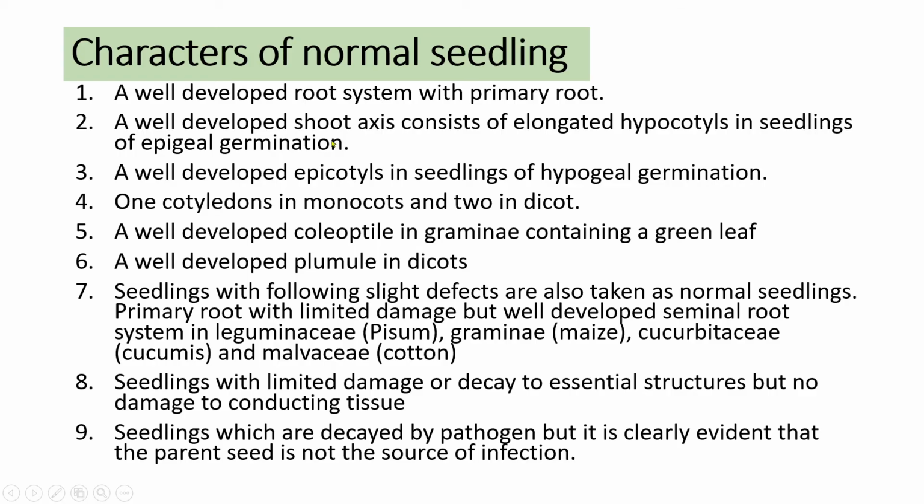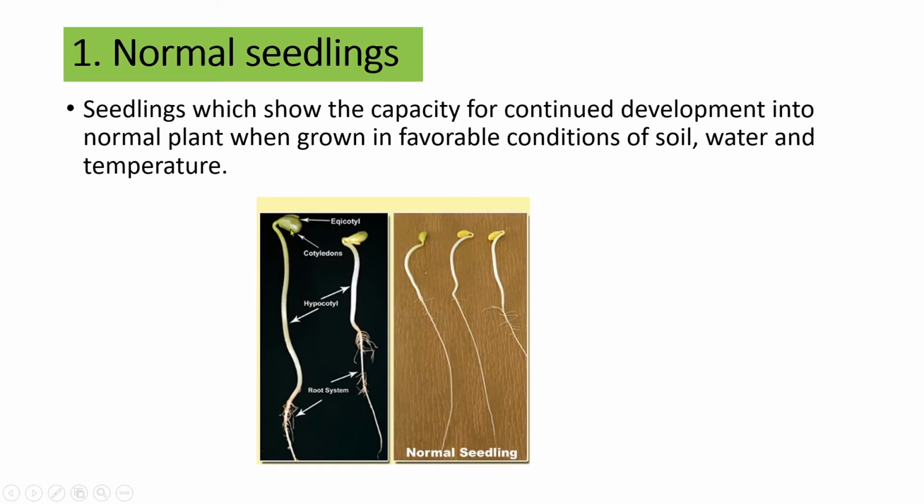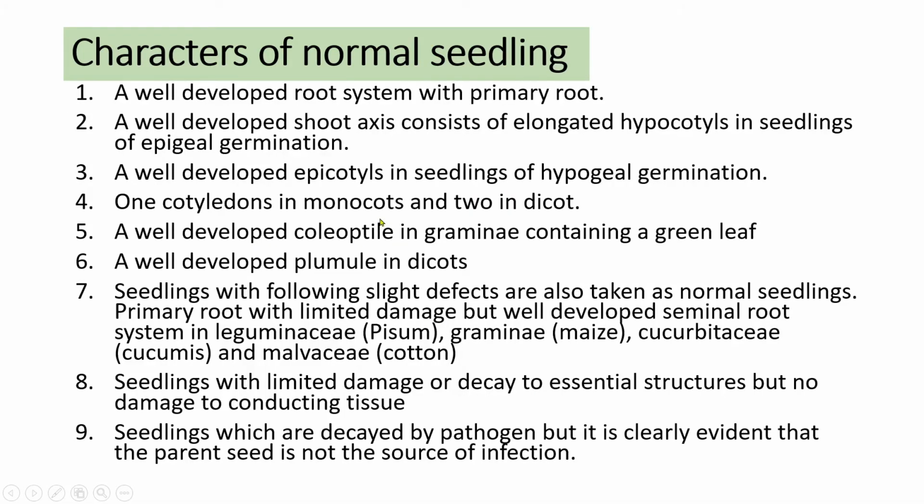And a well developed shoot axis, consisting of an elongated hypocotyl in epigeal germination. So proper root and shoot development should be there, and a well developed epicotyl in seedlings of hypogeal germination. And one cotyledon in monocots and two cotyledons in dicots. So we have to check these criteria. A well-developed coleoptile in Gramineae contains a green leaf.